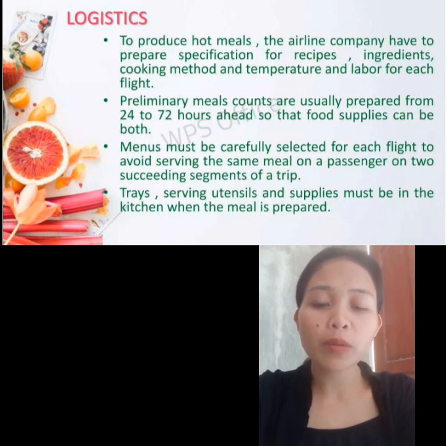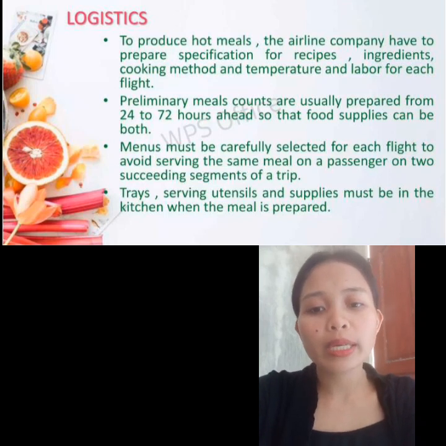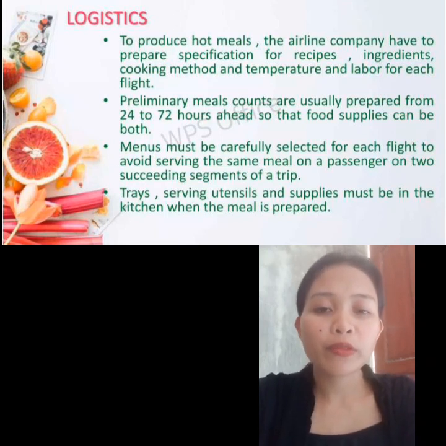Specification: airline companies develop specific recipes for each meal option, taking into account factors such as taste, presentation, and suitability for the cabin environment. Ingredient specifications outline the quality and quantity of ingredients required for each meal. These specifications help maintain consistency and ensure that the meals meet the desired standards. So we have cooking methods and temperature.